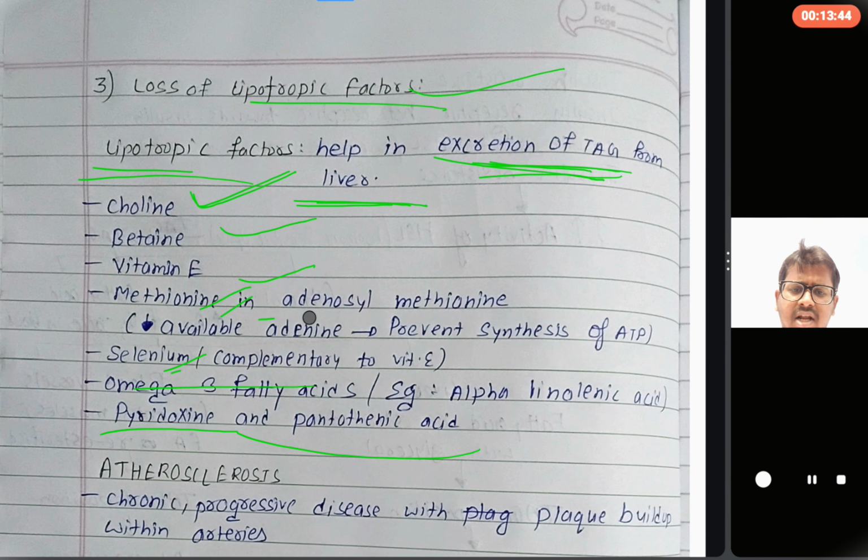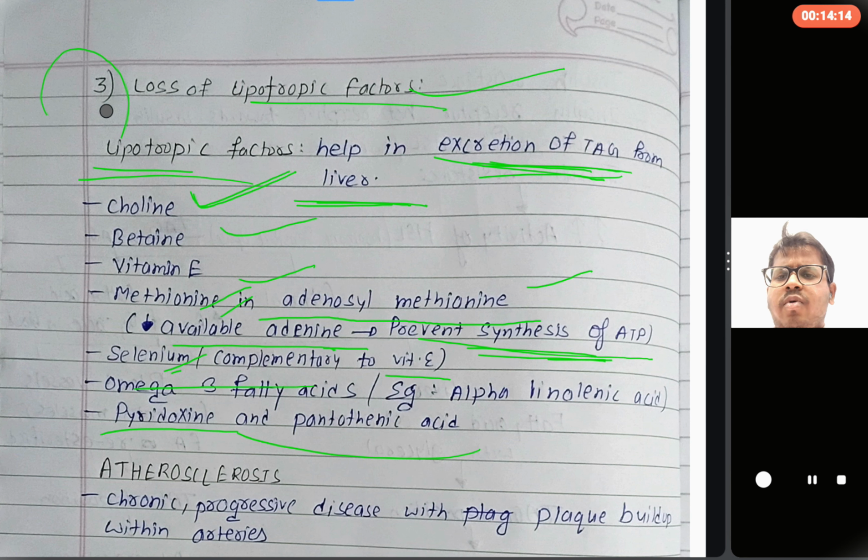Methionine is S-adenosyl methionine. It decreases available adenine and prevents synthesis of ATP. If there is decreased availability of adenine, then the synthesis of ATP is prevented. Selenium, what is selenium? Selenium is complementary to vitamin E. Another is omega-3 fatty acid, for example alpha linolenic acid.